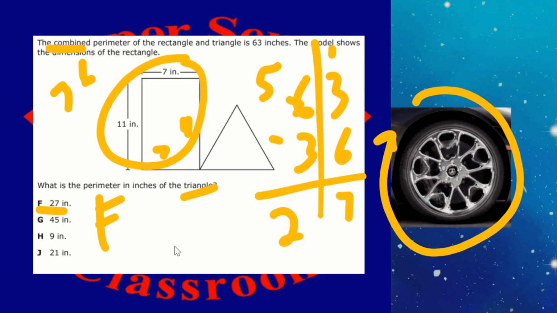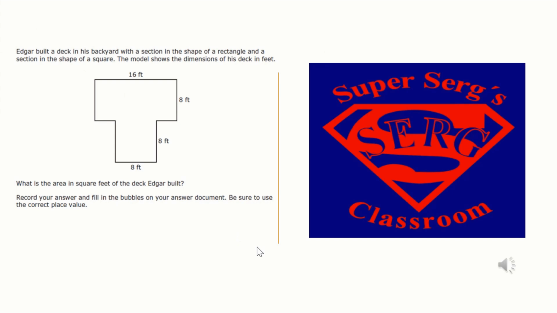Now let's go to our next one, which is area. Let's see what they have for us. Edgar built a deck in his backyard with a section in the shape of a rectangle and a section in the shape of a square. The model shows the dimensions of his deck in feet. What is the area in square feet of the deck Edgar built? Record your answer. So this is going to be a bubble in, right?